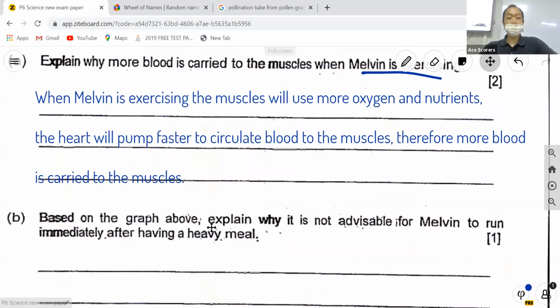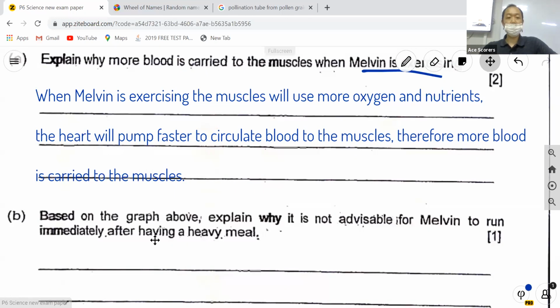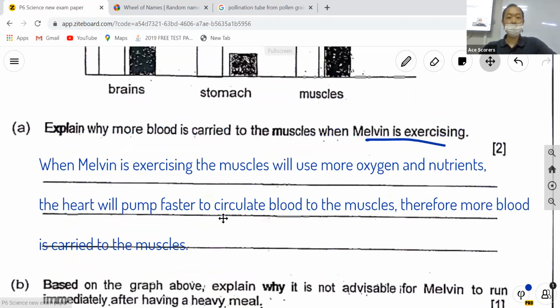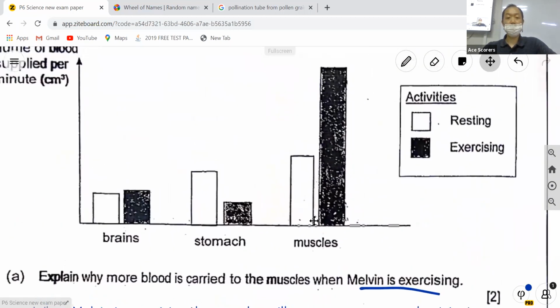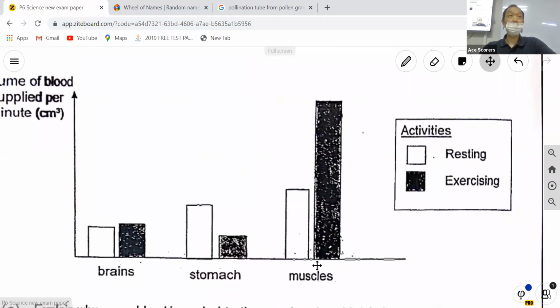Okay, next one, Princeton. Why is it not advisable for Melvin to run after having a heavy meal? Why he shouldn't run? So we have to look at this table. While exercising, can you see the blood go to the muscle? Is there any blood in the stomach? Cannot be no blood. No blood in the stomach, we die already. Any blood in the brain?